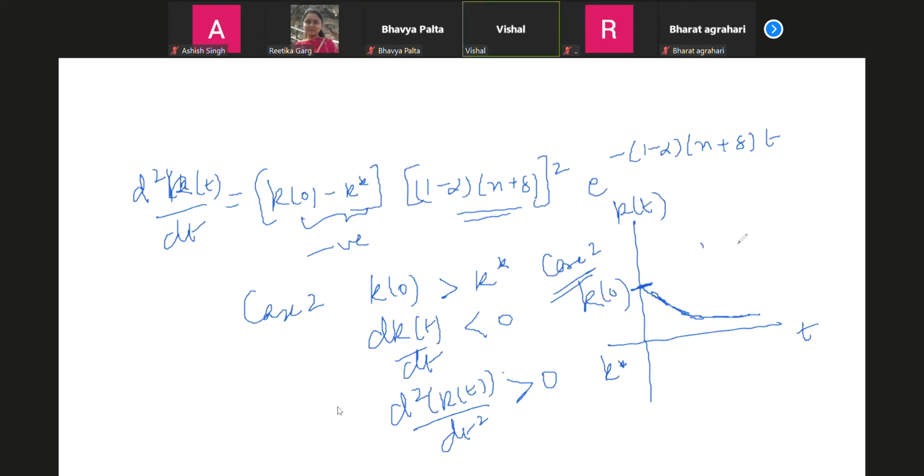But ma'am, double derivative is positive. Yeah, double derivative. So how will it be decreasing at increasing rate? It should be decreasing at an increasing rate.